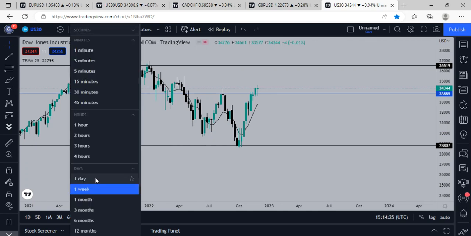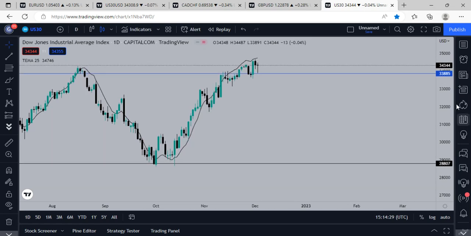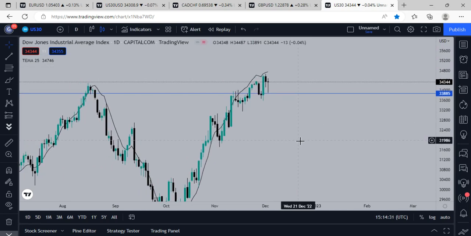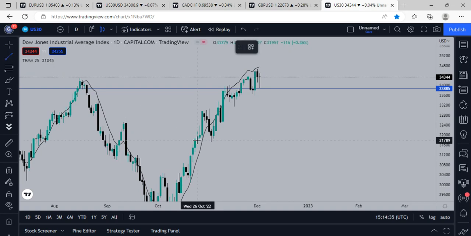Now going down to our daily. What we see here is price looked like it did break. Then it retested and gave another bullish engulfing candle, completely taking out the previous candle.